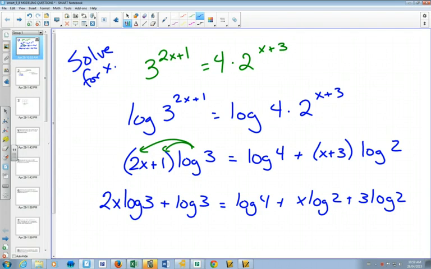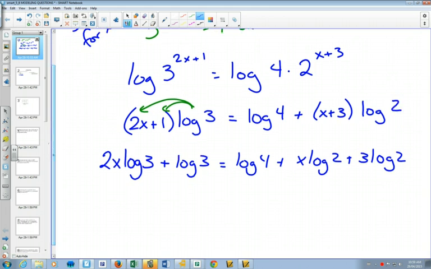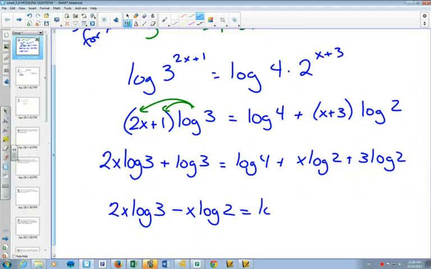Now we want to solve for x, so we're going to move all the logs with x's to one side of our equation by subtracting x log 2 on both sides. And we're going to have all of our terms without x's by subtracting log 3 on both sides. Sorry, some of my 2's are starting to look really nasty. I'm working on them.